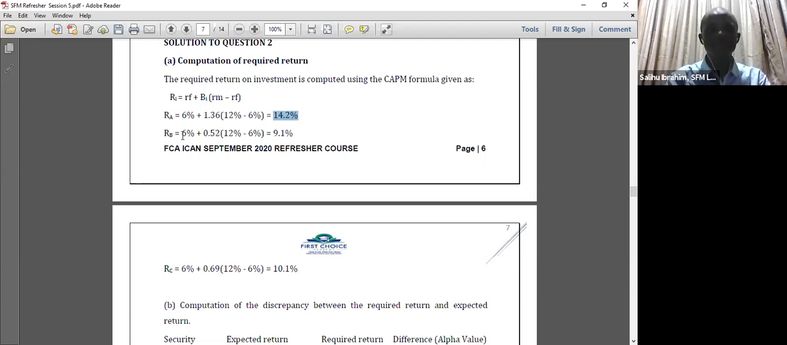Do the same thing for stock B, 6%. Do the same thing for C. Look at it, you get 10.1%. You are done with requirement A. Isn't that simple? It's simple. Okay, all right.